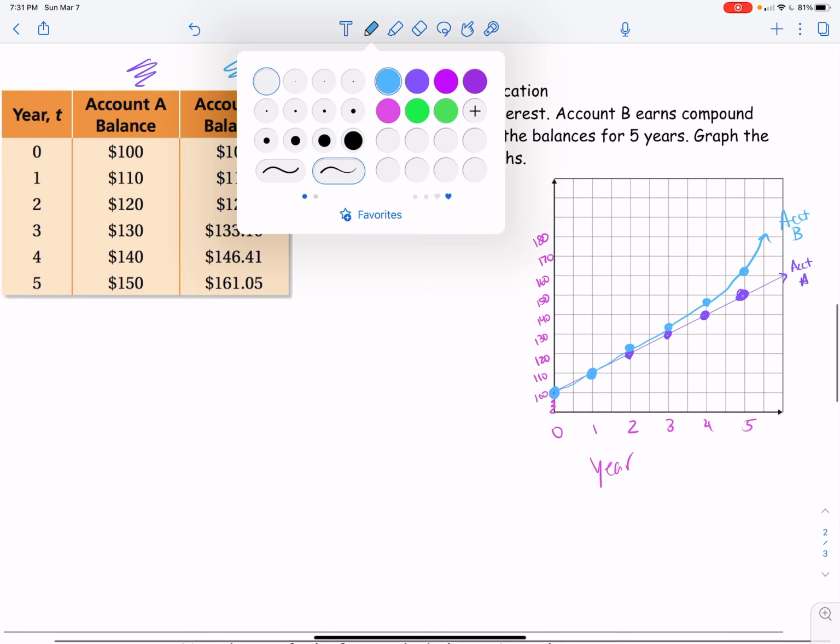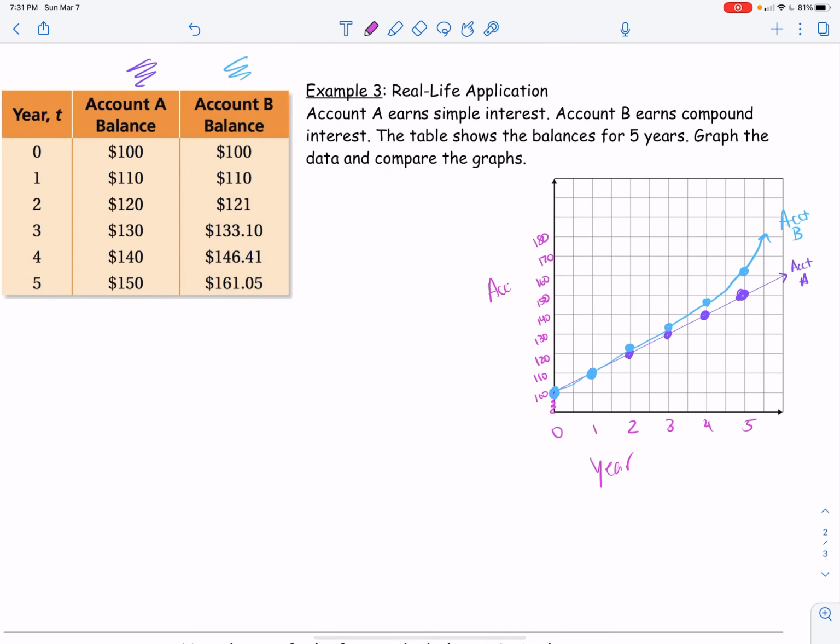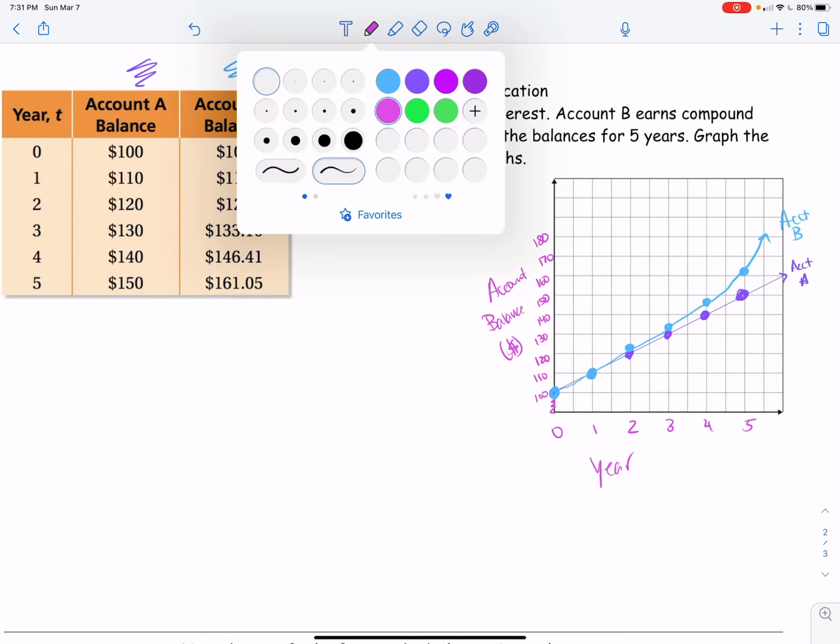Oh, I almost forgot to label my axes. So this should be account balance in dollars. There we go. So there is my graph. Okay, but that's not all I have to do.